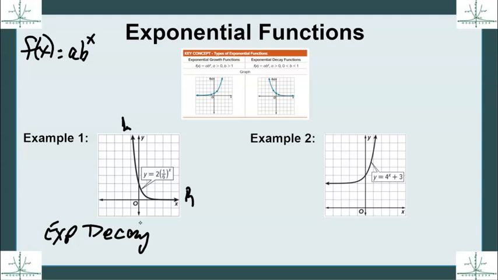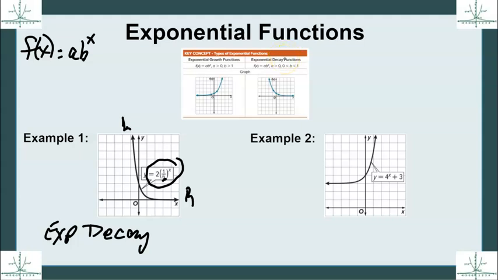Now, if you were wondering how you can determine if it's a decay if you don't see the graph, well, if you look at the function here, our b is right here, 1/6. Because our base is a fraction less than 1 and greater than 0, that means it's going to be a decay.